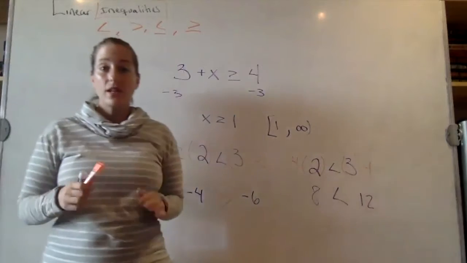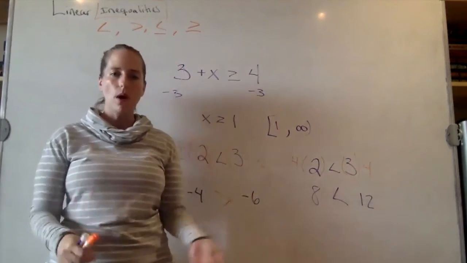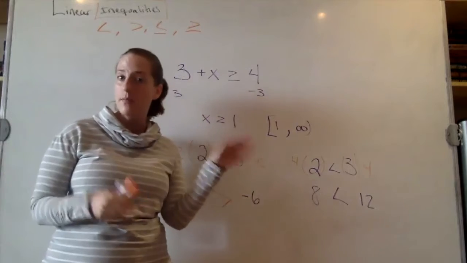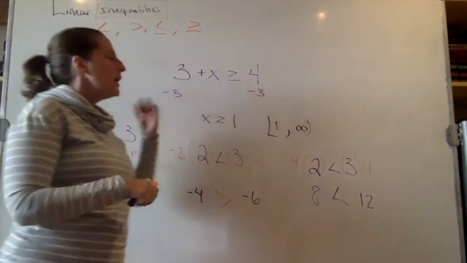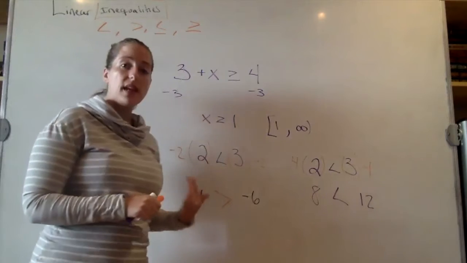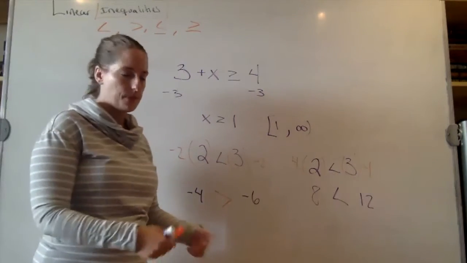So the important thing to remember, anytime we multiply or divide by a negative number, not a positive number, a negative number, in order to preserve the truth with our inequality, the direction of the inequality needs to flip, okay?